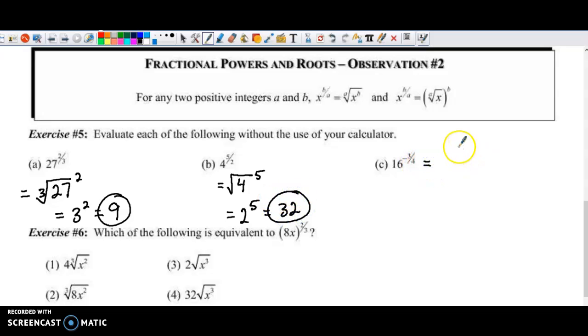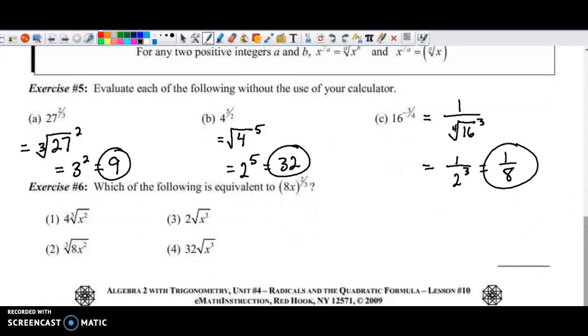And as a reminder, the negative power makes it into the denominator, the 4th root of 16 cubed. Well, I know the 4th root of 16 is 2. Double check my arithmetic. But then 2 cubed is 8. 2 times 2 times 2.